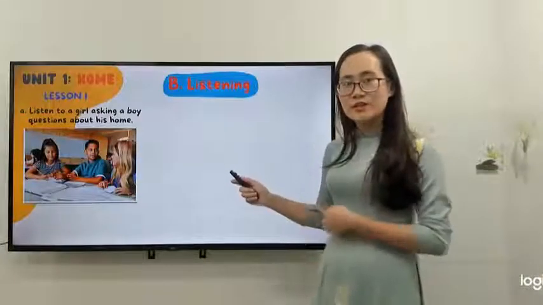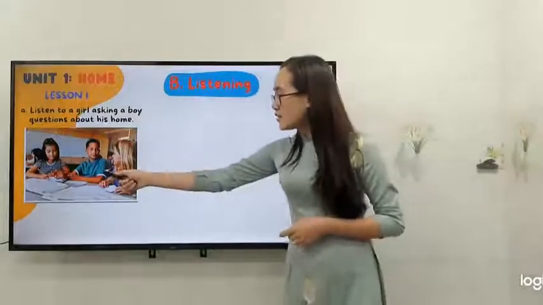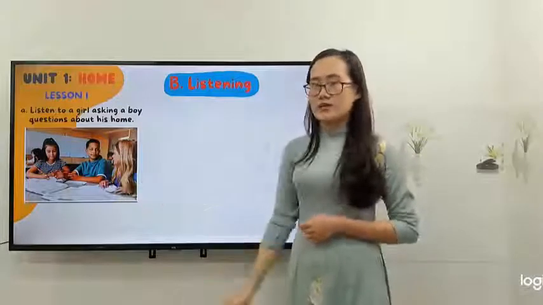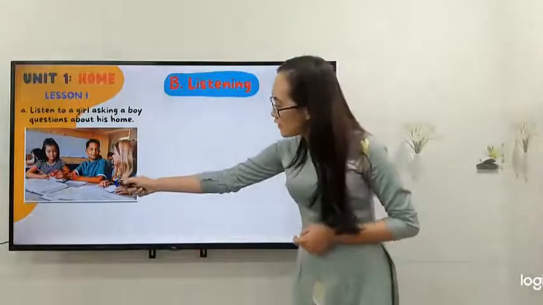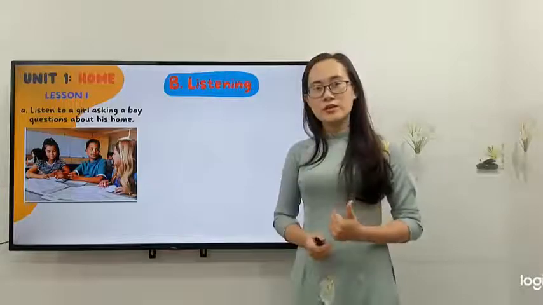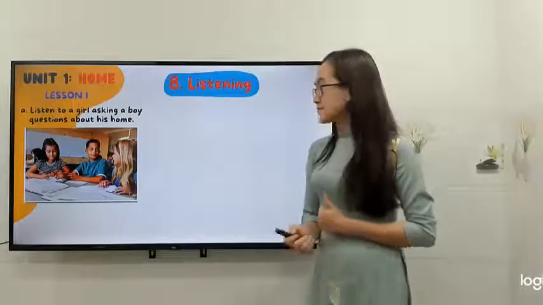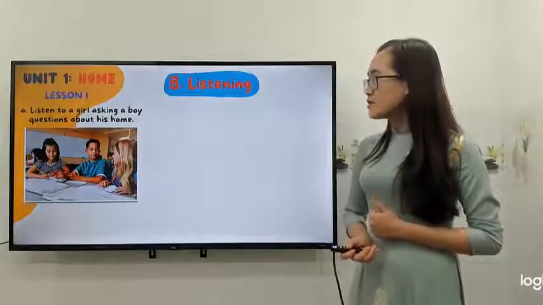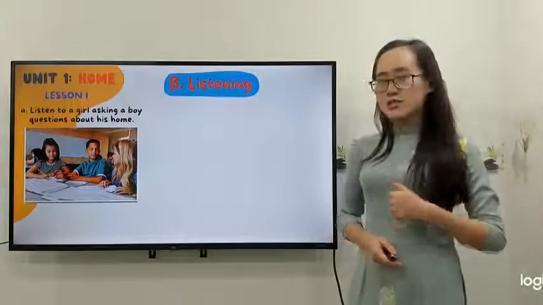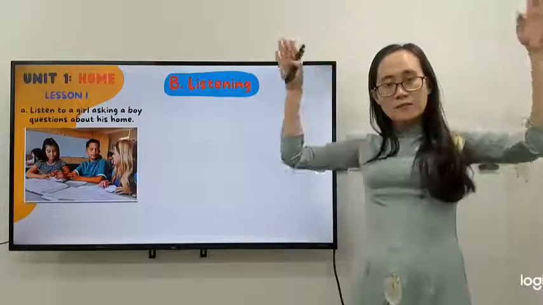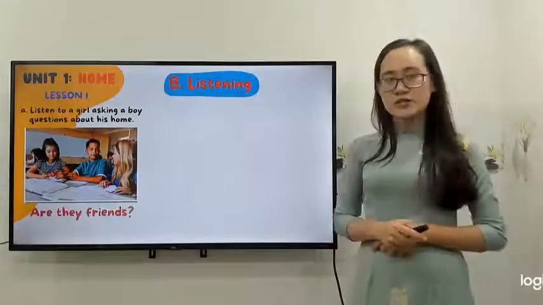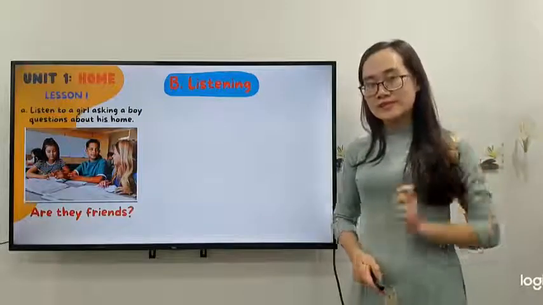In this picture, I can see a boy talking to a girl, and they are studying together. Maybe the boy is doing his homework, and the girl comes and asks the boy some questions. So now, I want you to listen to the girl asking a boy questions about his home. Alright, so I want you to answer the question, are they friends?